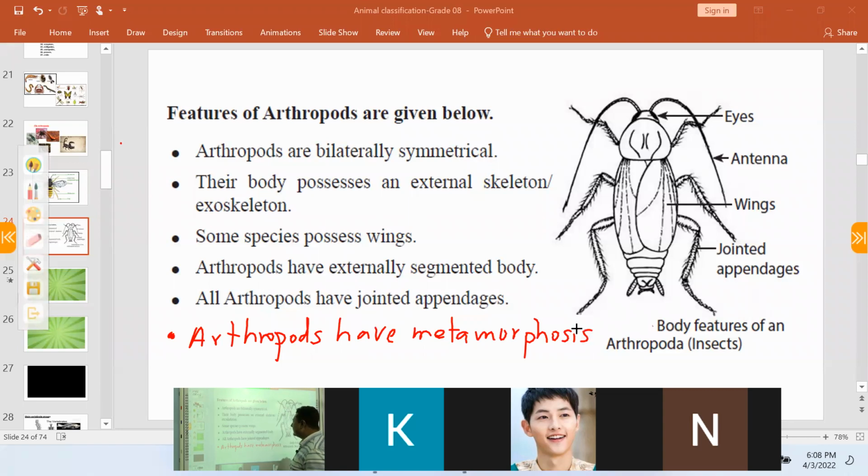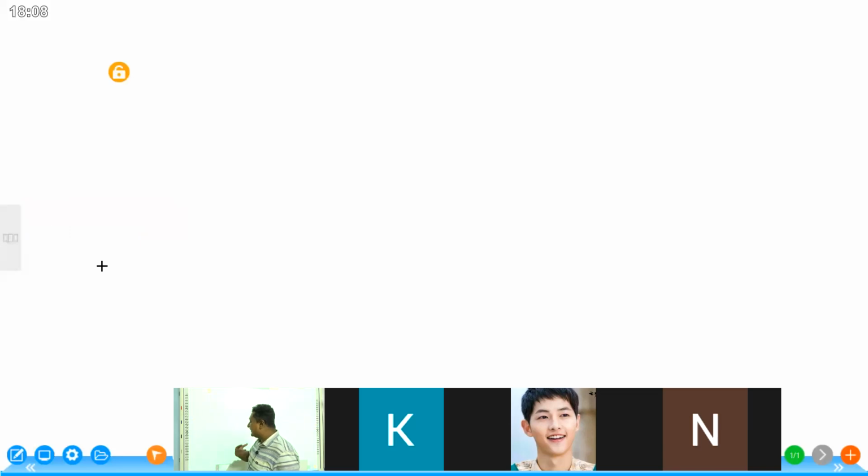What do you mean by metamorphosis? Metamorphosis means they lay eggs. Eggs are hatched into small larvae. Larva turns into pupa. Pupa turns into adult insect. So they have a lifestyle like that. This kind of lifestyle is called metamorphosis.